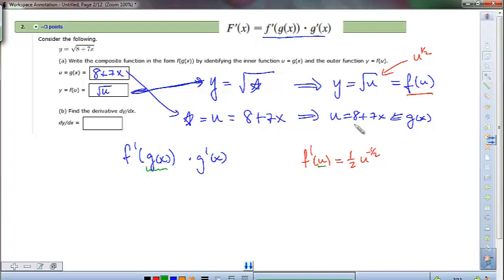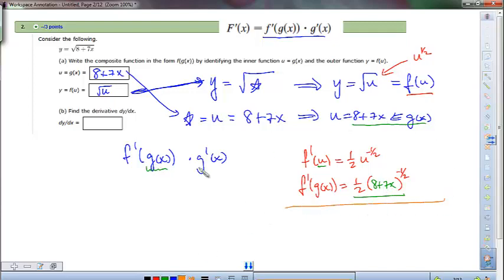And what was g of x again? G of x is equal to this. So then f prime of g of x is going to equal 1/2, and then instead of u, I'm going to replace that with g of x. And what is g of x equal to? G of x is equal to 8 plus 7x. So this is my first component.